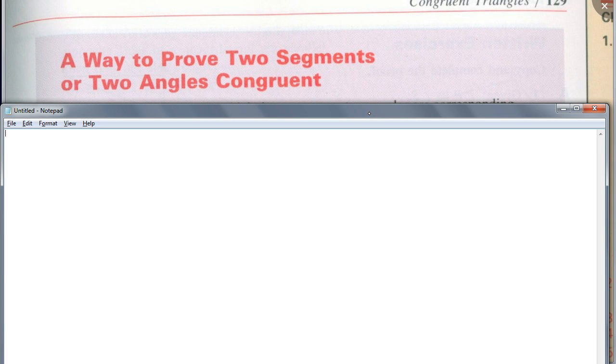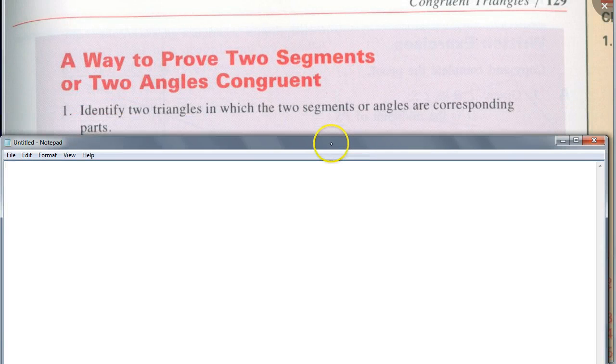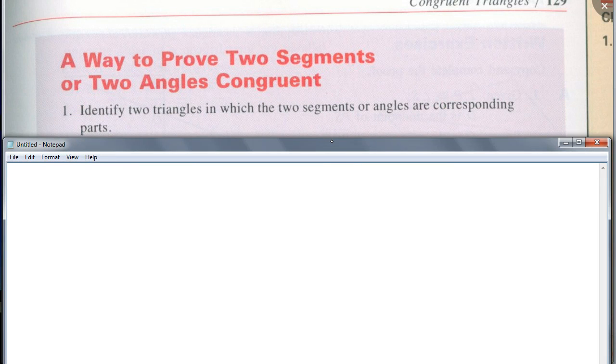A way to prove two segments or two angles congruent. We use like 3 lines. Yeah, this is a summary of what we did. Okay, so can somebody read the first one for us? Who hasn't read today? Go ahead. Yes, that's our first. Okay, so don't worry about it. Identify two triangles in which two segments or angles are corresponding parts.